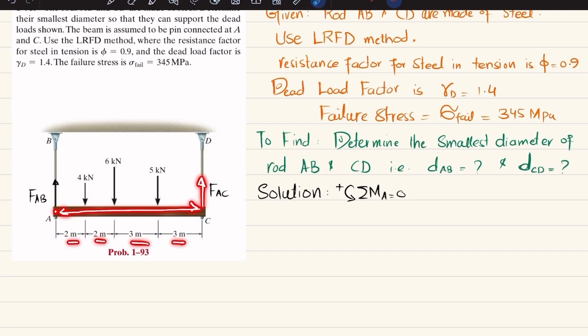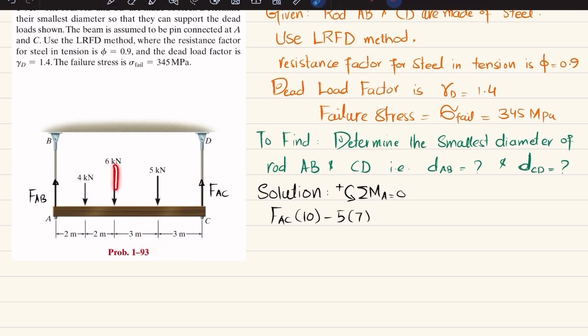is 3 plus 3 plus 2 plus 2, which is 10, and this is producing counterclockwise moment, so it will be positive. So I will write FAC multiplied by 10. The second moment which is produced by this 5 kilonewton load, and the perpendicular distance is this 7 meter, and this is producing clockwise, so it will be negative. So I will write minus 5 into 7.